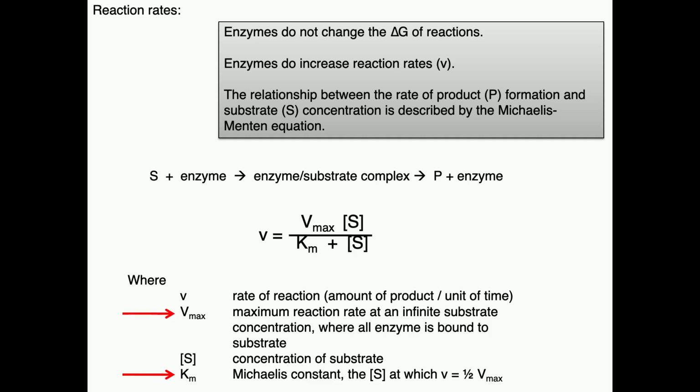Okay, so the two important constants that we'll look at are the Vmax. The formal definition of this is the enzyme velocity that you would get if you had a hypothetical infinite concentration of substrate.